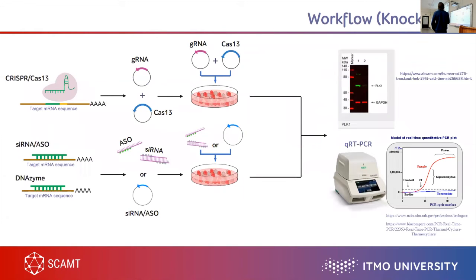And here is the workflow for knockdown tools. It is a similar scheme to the one presented before. We have our knockdown tools, we get a plasmid of it, or we get the native form of the knockdown tools, we load it into the cells, and after that we need to check the results after some time. We can also use Western blot analysis, or quantitative real-time PCR.